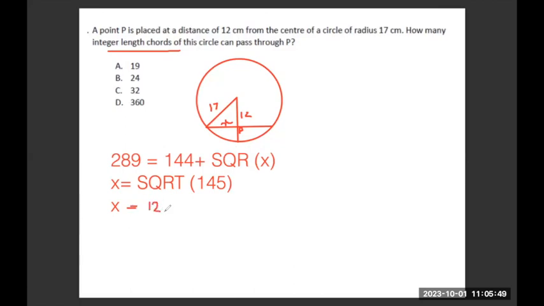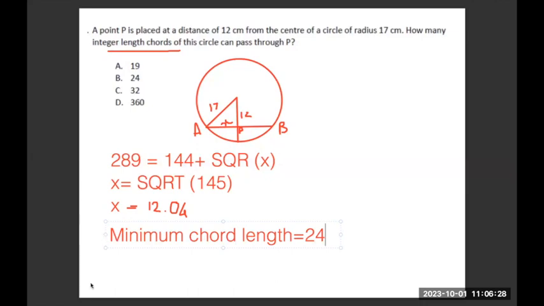So in this condition, where we have this dimension coming in of 12.04, the chord length, say this chord is AB. AB's chord length will be at least 24, which is the minimum chord length. So the minimum chord length will be equal to 24.